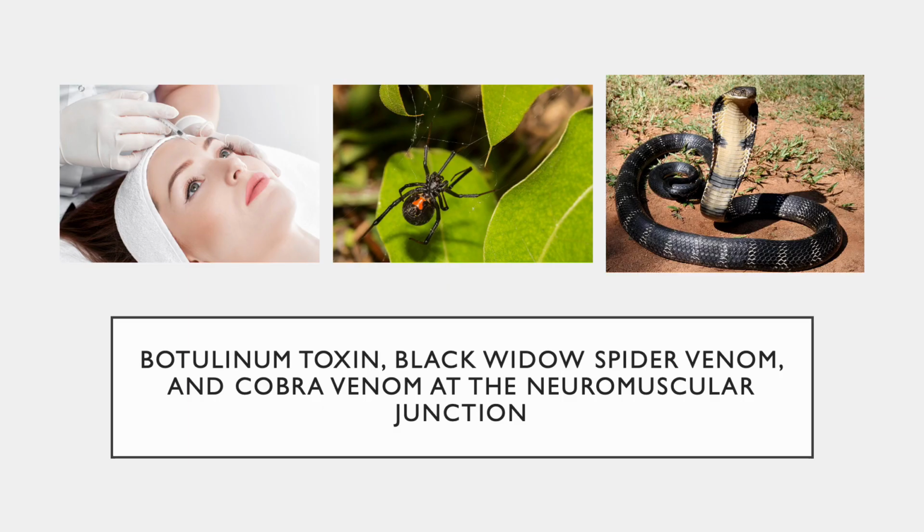There are lots of different poisons that can act on the neuromuscular junction. We're going to talk about botulinum toxin, famously known as Botox, black widow spider venom, and cobra venom, and how they affect neurotransmitter release at the neuromuscular junction.